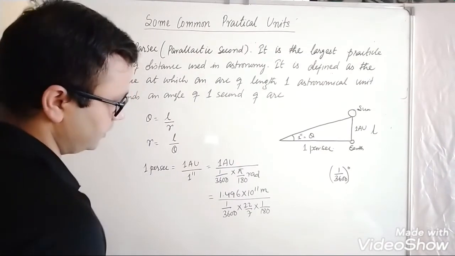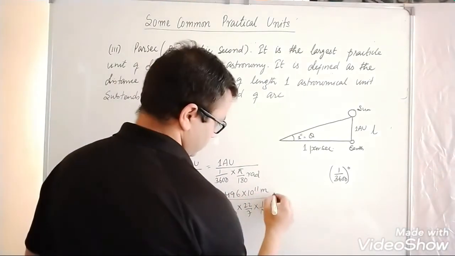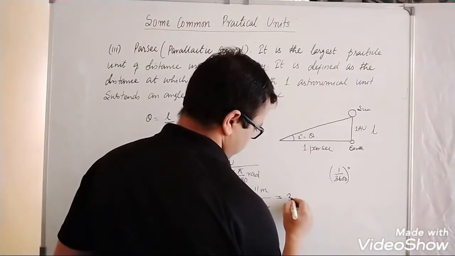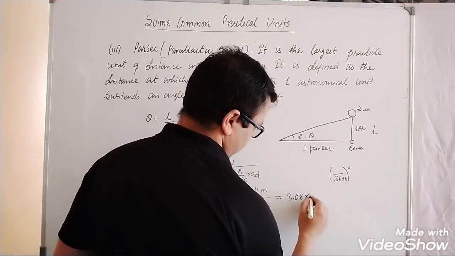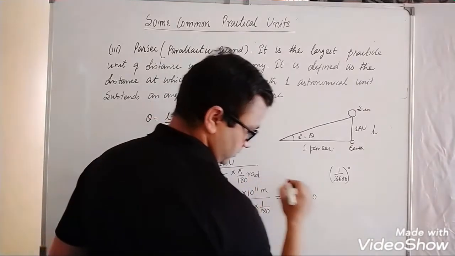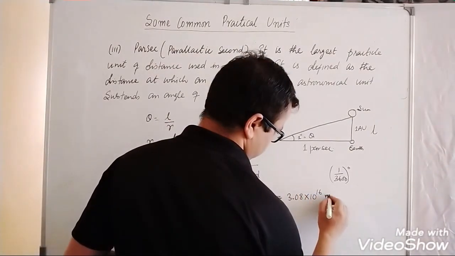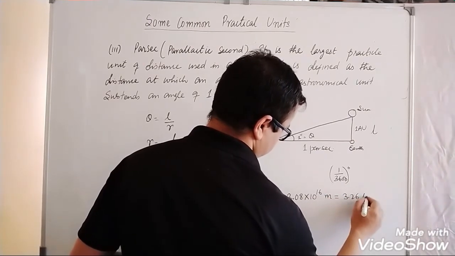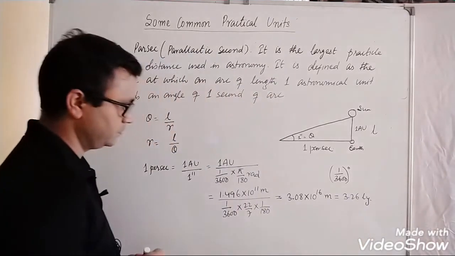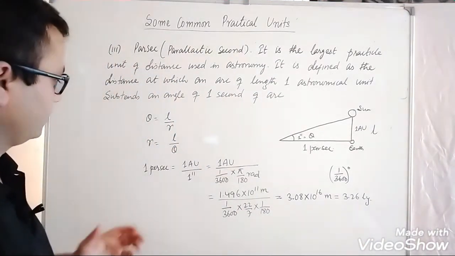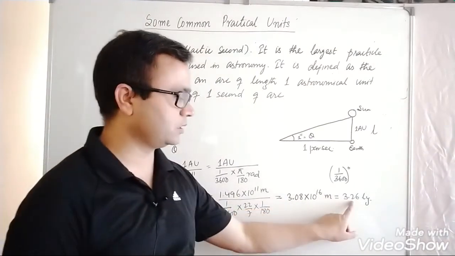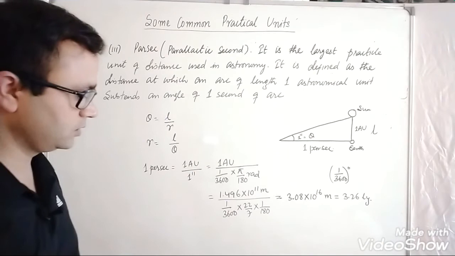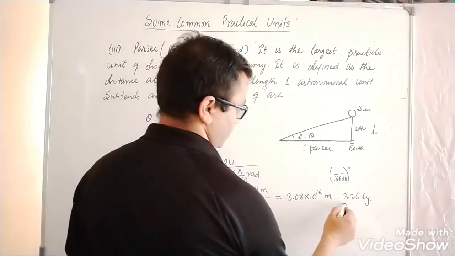Now after calculating you get 3.08 into 10 to the power 16 meter. This equals to 3.26 light year. So 1 parsec equals to 3.26 light year. Okay, this one's for today.